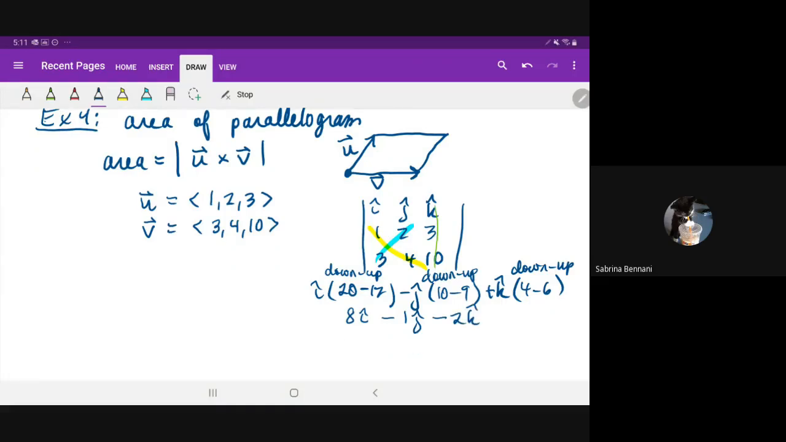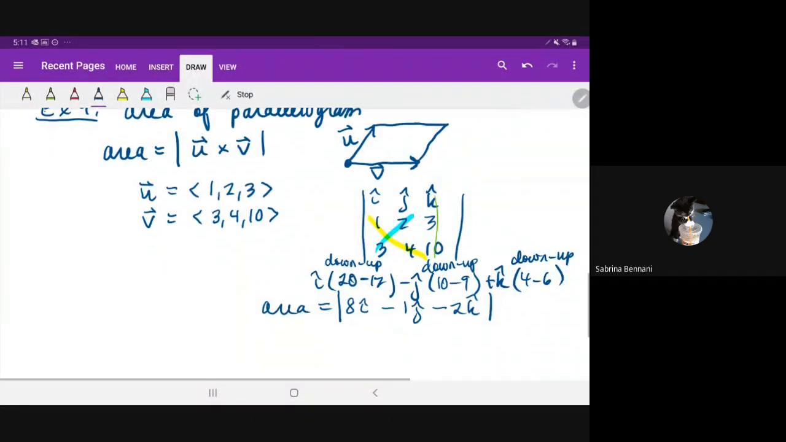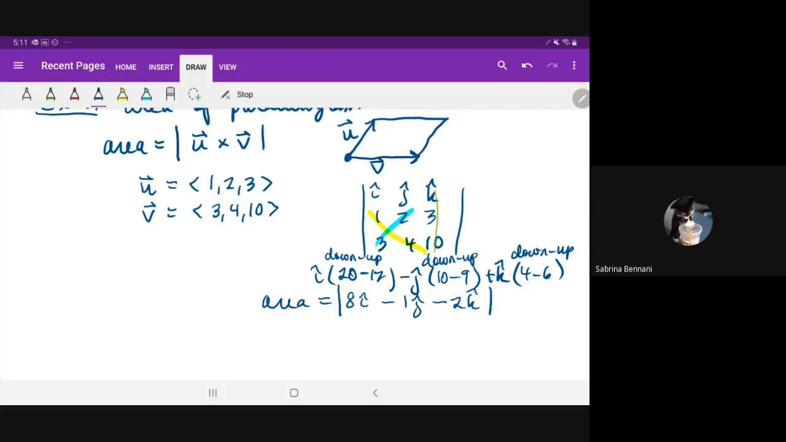Now, does this seem like an area? What do you think? Can that be area? So area equals this. That doesn't seem right. Yeah, area can't be that. So if you kind of want to make a vector into a number and you realize, shoot, I forgot how to do it, usually it's the magnitude.